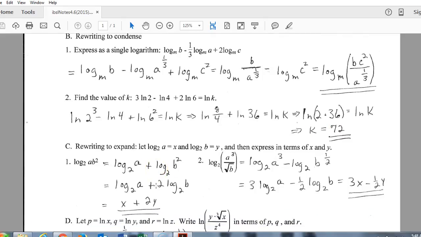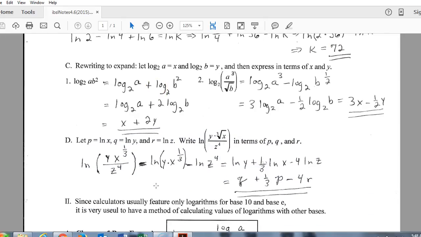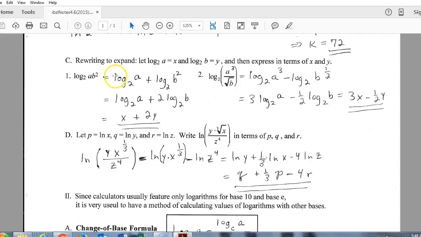These last ones are just going the other direction. For example C here, I now have a single log and I'm looking to expand that into multiple logs. This is another IB style of question that you really want to be familiar with. After I expand the logs, I have to take what's set up here into account. This one's telling me that log base 2 of a can be substituted with an x, and log base 2 of b can be substituted with a y. I'll come back to that in just a second.